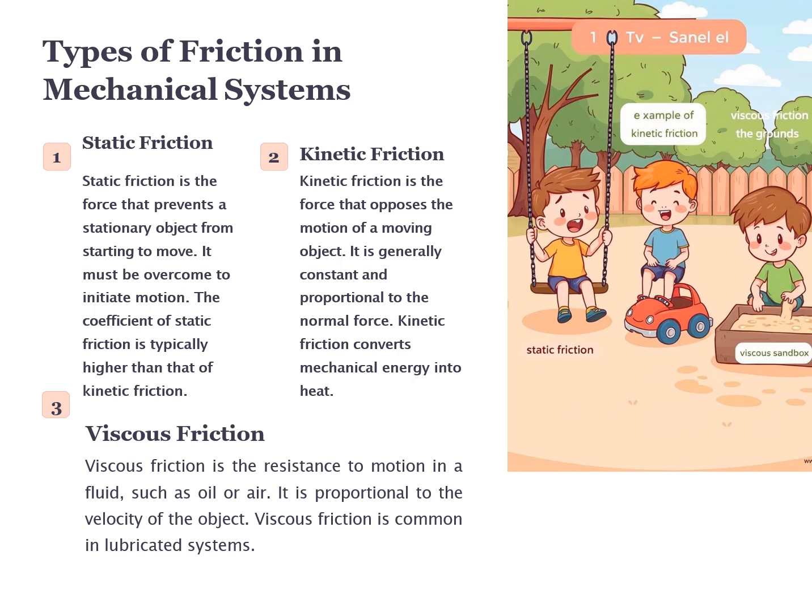Now, static friction is the force that prevents a stationary object from moving. It's the initial resistance you need to overcome to get things moving. The coefficient of static friction is typically higher than kinetic friction, which means it takes more force to start motion than to maintain it. Once the object is in motion, kinetic friction takes over.